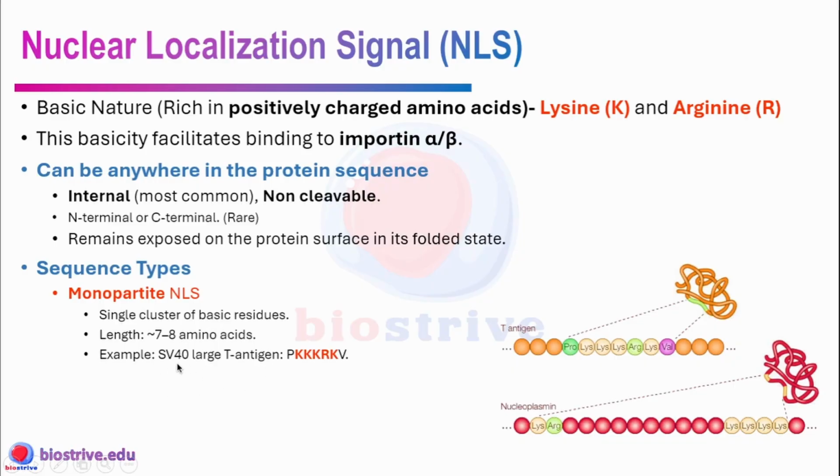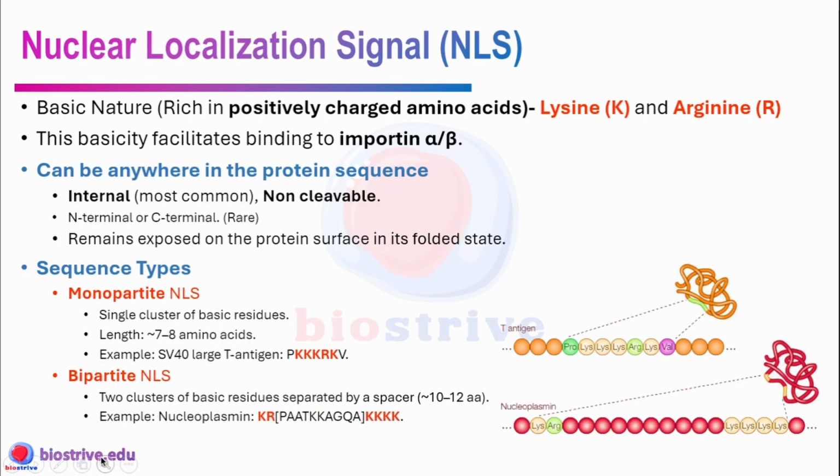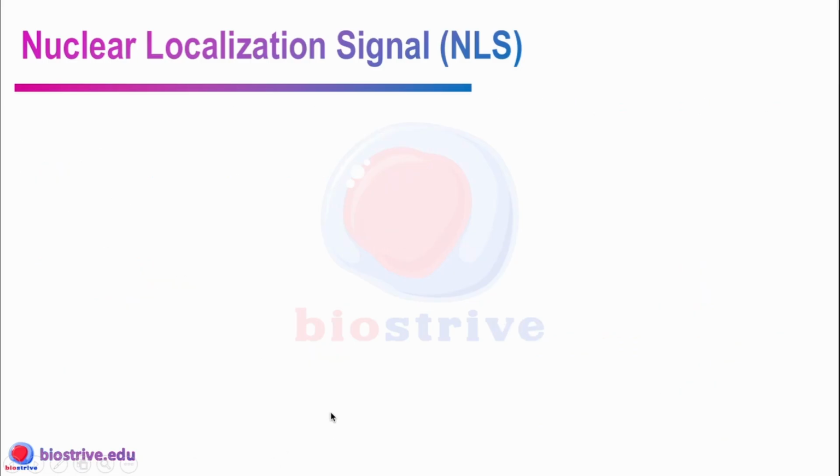antigen in SV40. But in the case of a bipartite sequence, we have, for example, this lysine arginine repeat and we have a lysine repeat. We have two distinct sequences separated apart by a spacer. This is what we call a bipartite nuclear localization signal. Examples are nucleoplasmins, and the sequence is as shown.